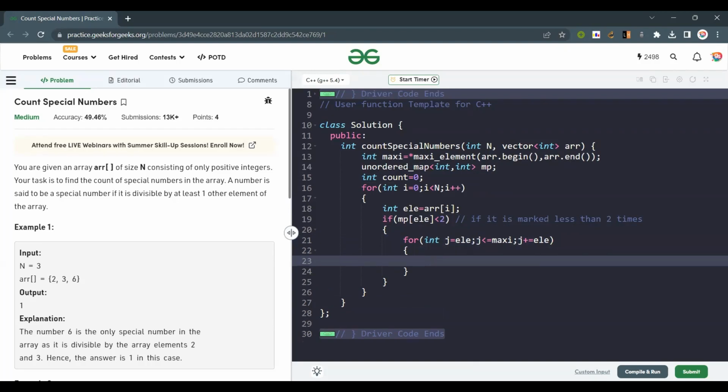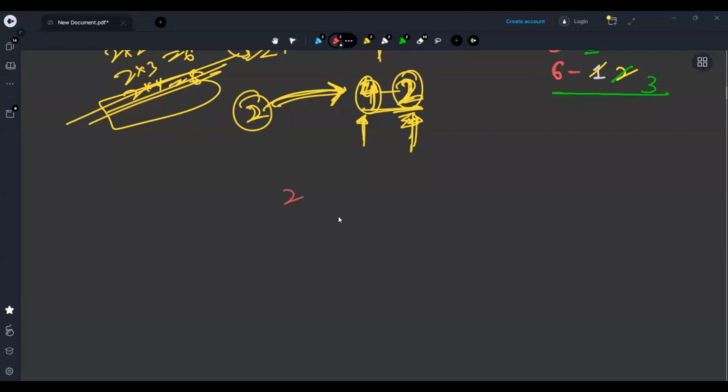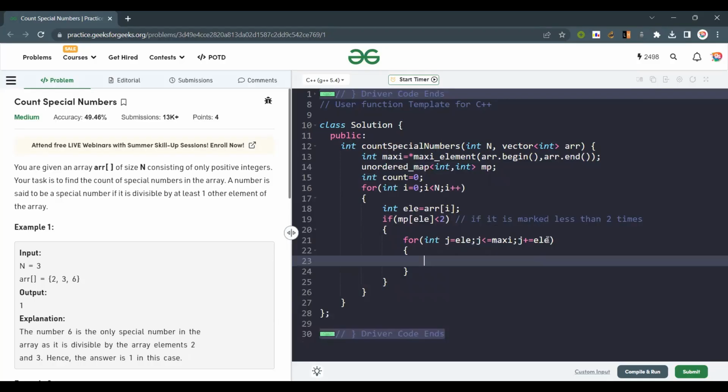Let's say I am at 2. Let's say my number is 2. So I will add 2 to it, 2 to it, 2 to it, and we will get 4, 6, 8. In this way, we are getting the multiples. That's why I was adding the element and going until max, because it's not required to go ahead to further elements and increase the complexity. Now, every time I go to the next element, I will do mp of j plus plus, marking that these are special numbers.